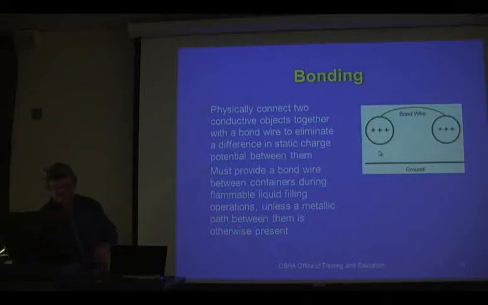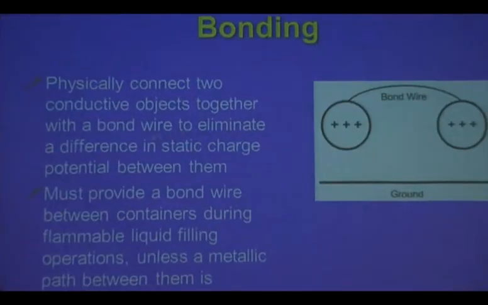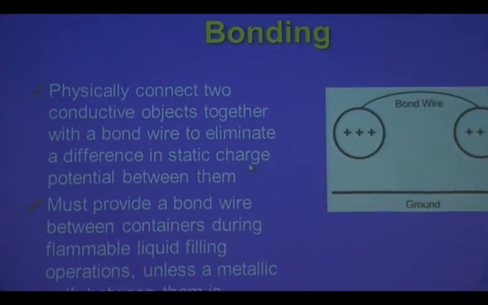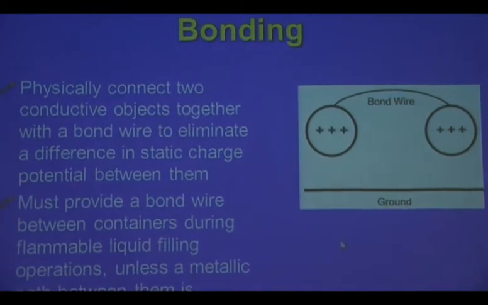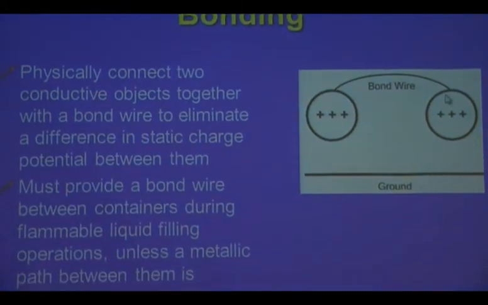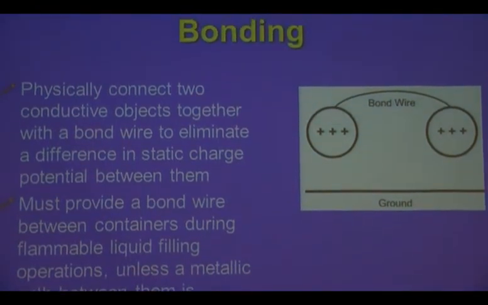Bonding. Oh, here we go. I forgot we had a definition. Physically connect two conductive objects together with a bond wire to eliminate a difference in static charge potential between them. So you've got a guy here and a guy here, you have a wire between them. Here's ground. Bonding is not the ground. Bonding is conductive thing to conductive thing.